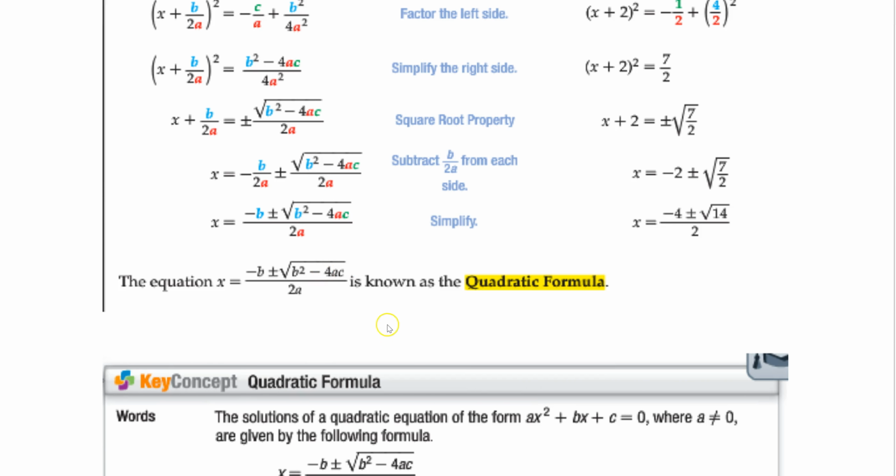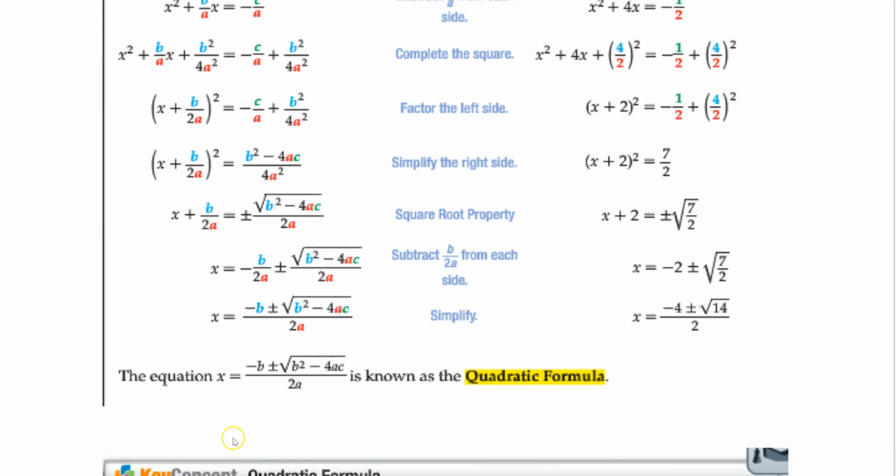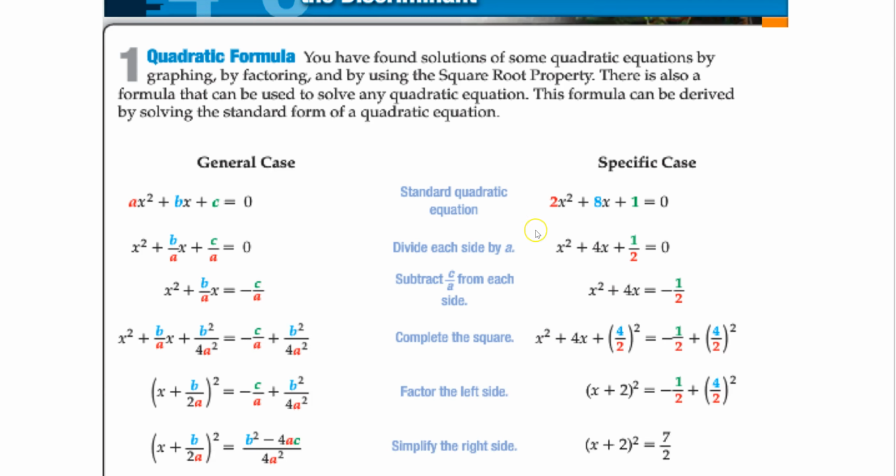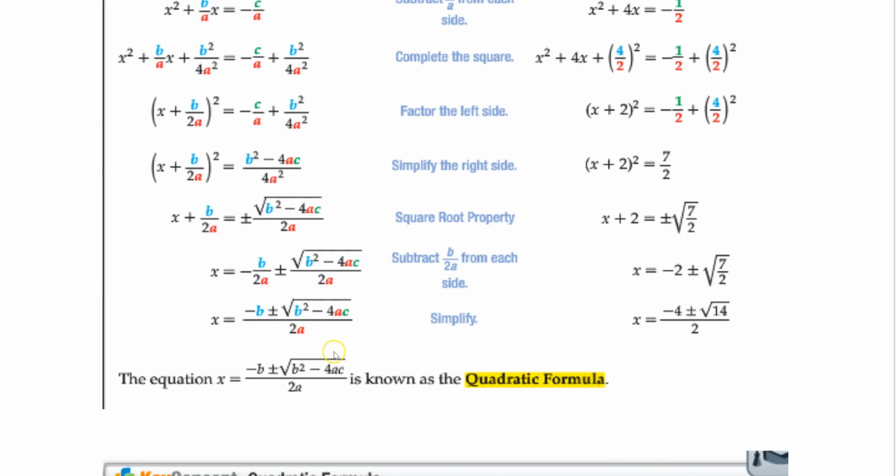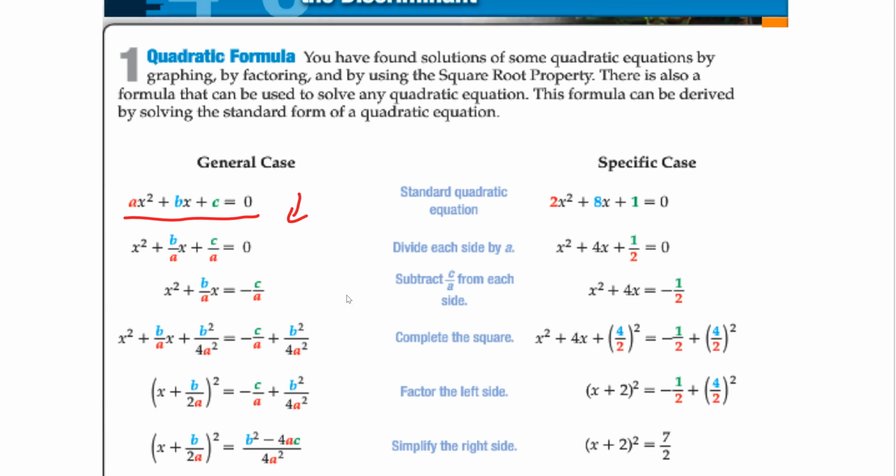That whole thing. Now, let's talk about where it comes from, though. Because it's actually fairly obvious where it comes from. If we just look at a normal quadratic function right there, and we do what we did last lesson, which is complete the square, you're going to get the quadratic formula. And that's all this little part right here is to show you.